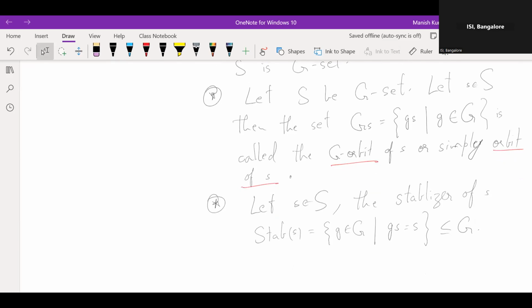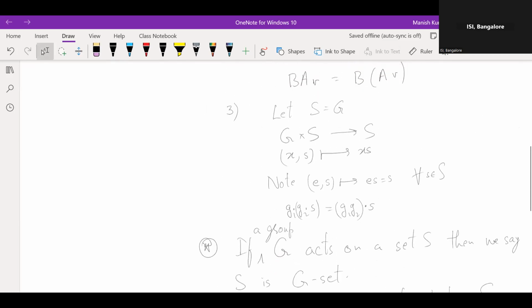Orbit by definition is also non-empty, right? Because S belongs to its orbit. Identity will send S to itself. But it may happen that it is just a singleton set, or it may happen that it's the whole thing. So everything is possible for orbit.